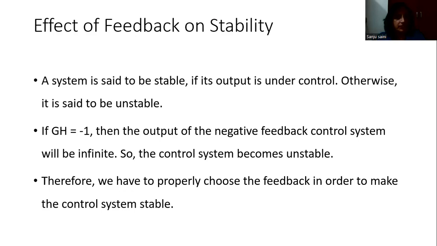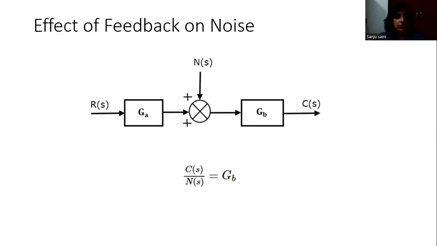Say there is a particular system that can carry a current up to 5 ampere; that is the margin of stability. In case the current becomes more than 5 ampere, the system is said to be unstable, because we do not expect the system current to become more than that expected value. So we can choose the feedback properly so as to make the control system stable, because in case GH is equal to -1, obviously the output will not remain within bounds and the system has a tendency to become unstable. Then, the effect of feedback on noise.